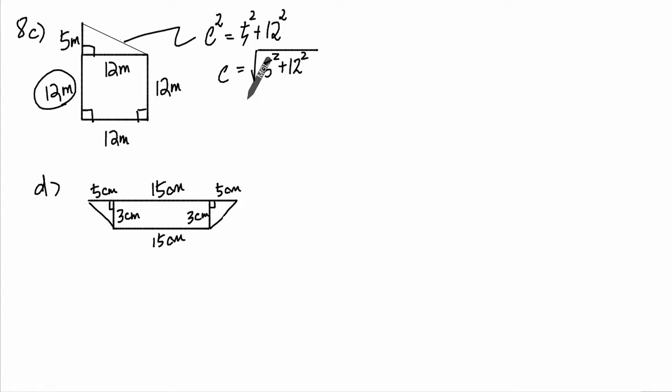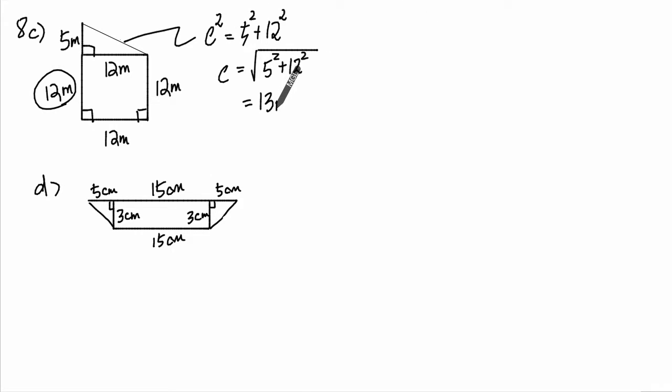And if you calculate that on your calculator, it's going to be equal to 13. And remember, that was one of the more prominent or popular Pythagorean triplets. 5 squared plus 12 squared equals 13 squared.